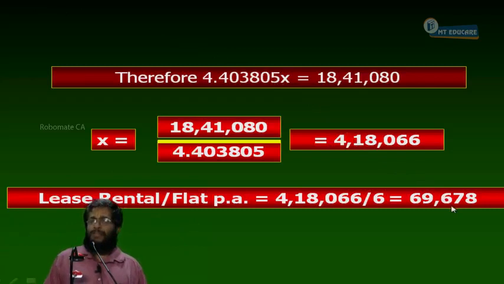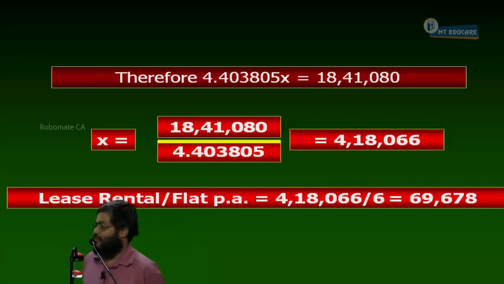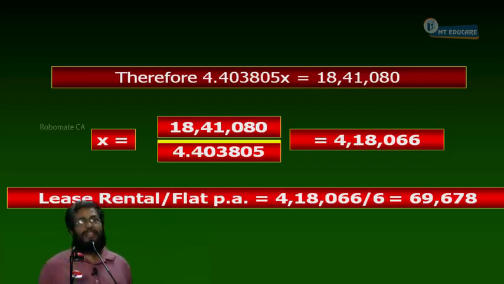What is the lease rent per flat per annum? 69,678. Next is what? 6 to 10 years. Put 120% and tell me the number. Then 69,678 into 150% for 11 to 15 years. What is the number? 104,517. So this is the solution for this particular sum.